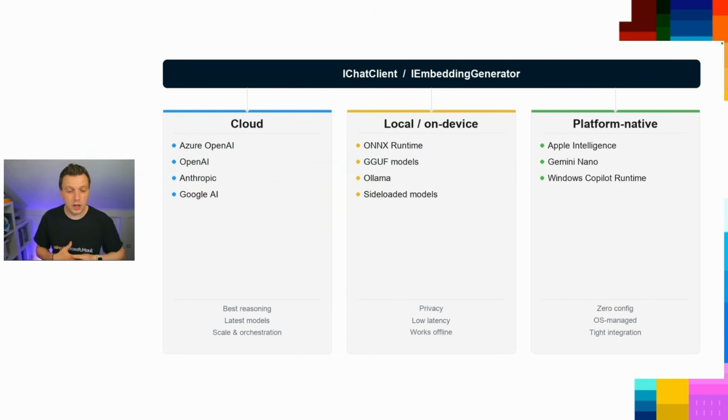So the way that works is, you have this IChatClient, embedding generator, just easily switch between the cloud, so Azure OpenAI, Foundry, all those kinds of things, or one of the other AI models out there. Here you have the local or on device, of course, ONNX is a great one there that you can use on your devices as well. And we now have also the platform native ones, Apple Intelligence, Gemini Nano, and Windows Copilot runtime with zero config, OS managed, very tight integration with the rest of the ecosystem. So you can just use that in your applications.